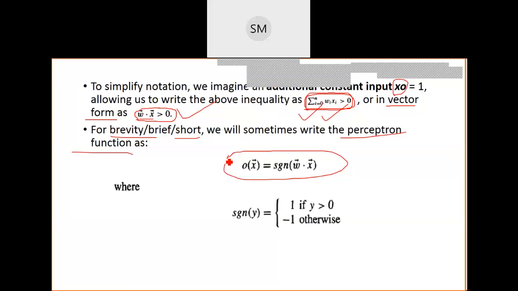Okay, see here we have used one new term, that is sign of w vector into x vector. So this is a final short and sweet representation of our perceptron function. Okay, so just remember this equation. What is a perceptron function? How to represent it? O of x. Okay, it means that output over input.